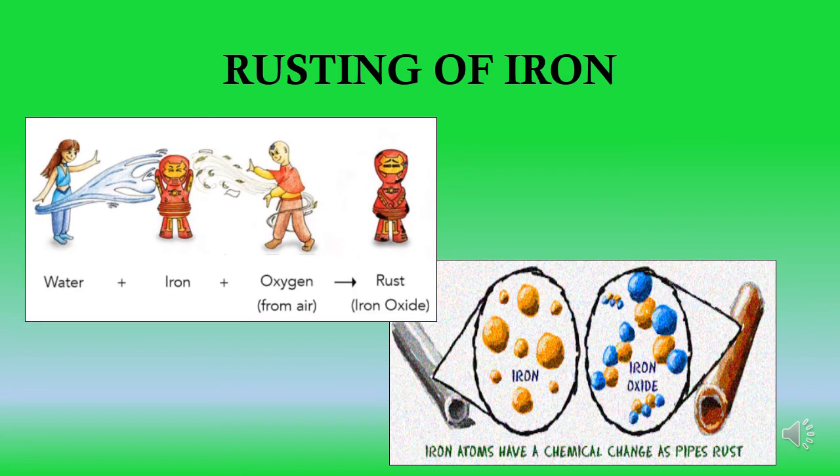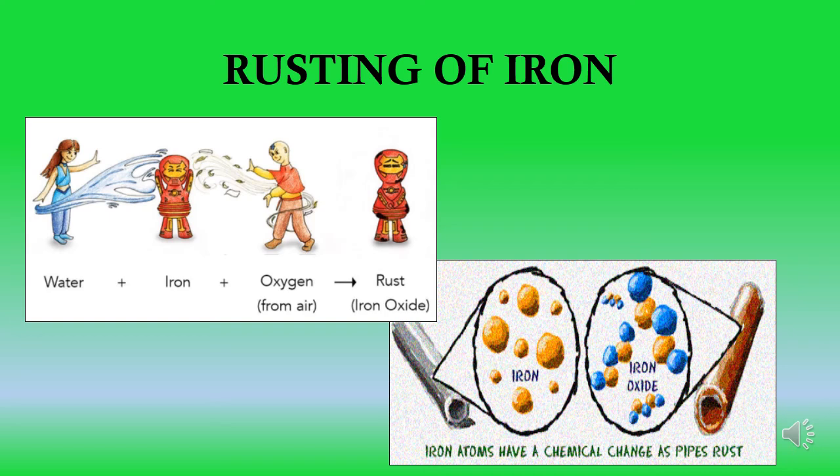This is a beautiful picture to show you rusting of iron, and it's so beautifully animated. I really loved it. In this they have shown the water acting on the iron, which was shining and bright, and being exposed to oxygen from the air, it has turned into rust. The reaction taking place here is that water and iron plus oxygen from the air react together and form rust, which we call iron oxide.